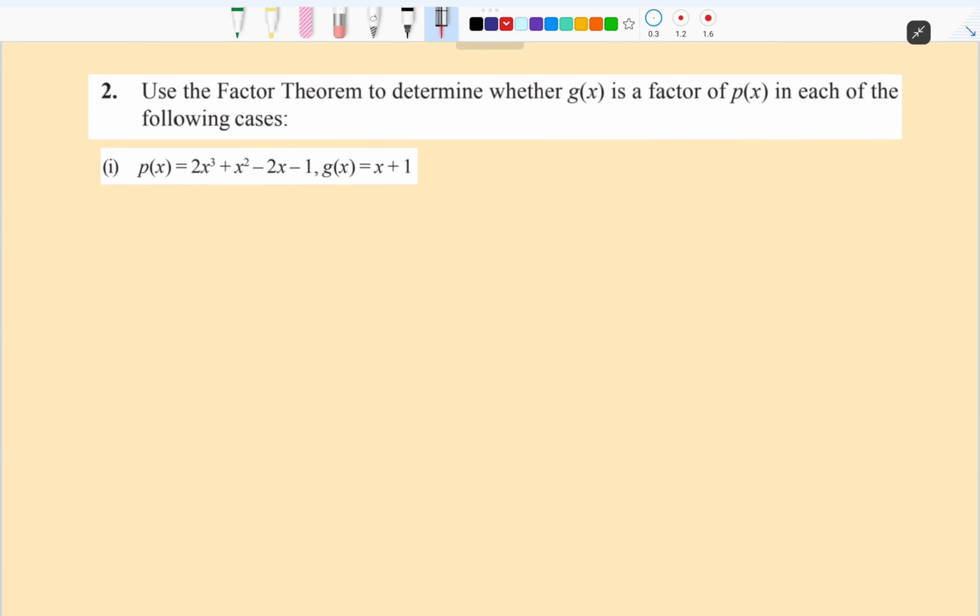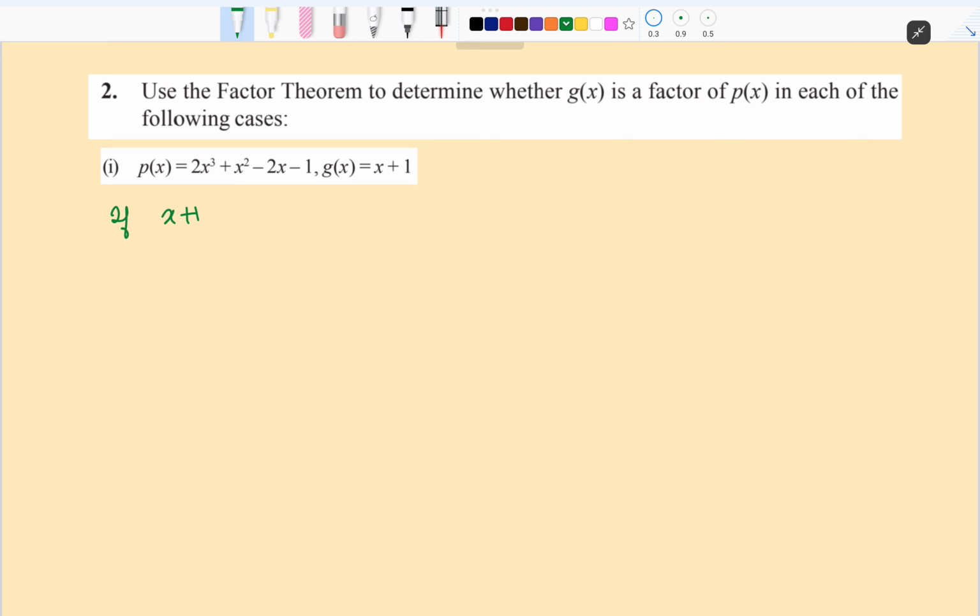The second question says, use the factor theorem to determine whether g of x is a factor of p of x. In the last video also I had told you, whenever you have to apply the factor theorem, if the factor is given, you find out the 0 and then solve the question. If the 0 of the polynomial is given, you find out the factor and then solve the question. In this question, the factor is given to you, right? So from here we are going to find out the possible 0 of this polynomial, and if the 0 fits, then that means this will be a factor. If the 0 doesn't fit, that means it will not be a factor.